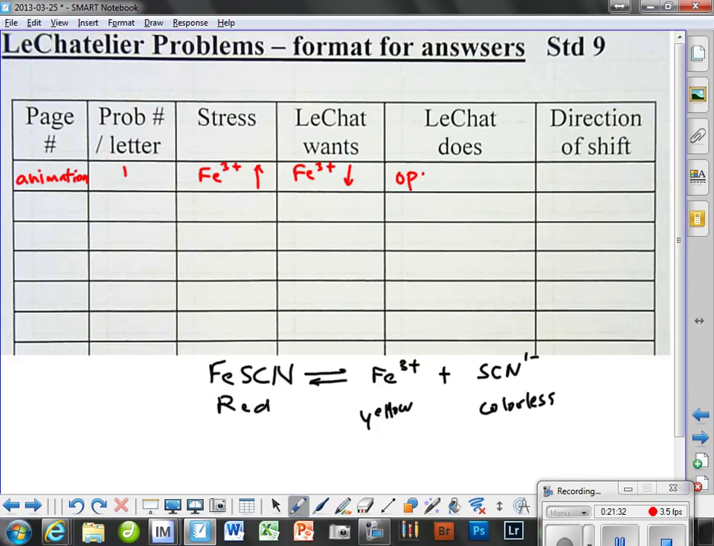Can you see why? Opposite. Opposite to what? Opposite to this guy. So put your finger on this and say, what's the opposite of this side? This side is right. Opposite is? Left. So the shift is left.